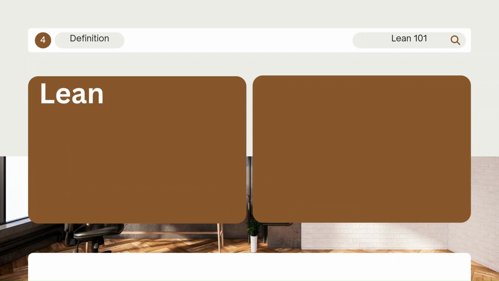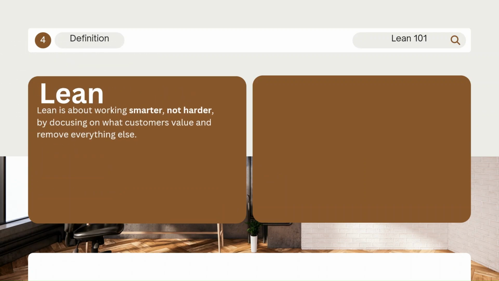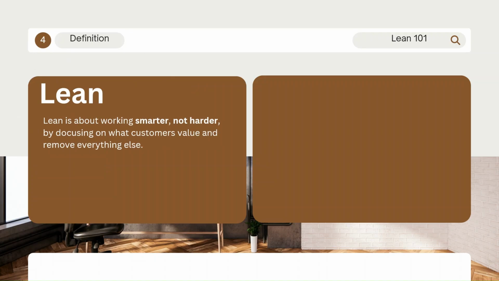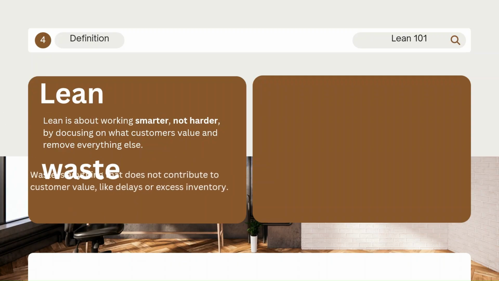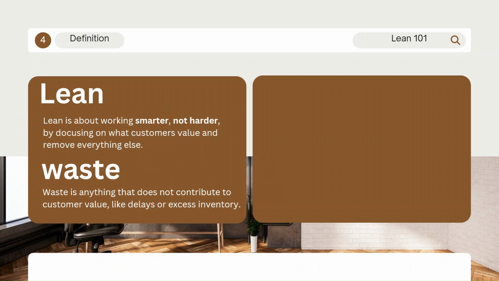So the definition of lean says that lean is about working smarter, not harder, by focusing on what customers value and removing everything else. Removing everything else means we remove waste. So now the next thing is, what is waste? Waste is anything that does not contribute to customer value, like delays or excess inventory. Also, what encompasses customer value? Customer value is something for which the customer is paying you money.